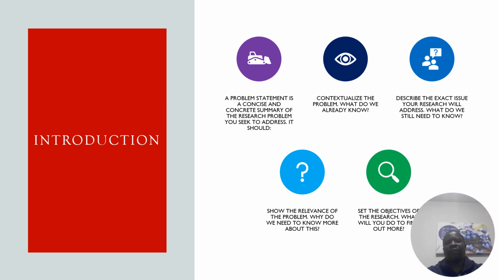So what is a problem statement? A problem statement is a concise and concrete summary of the research problem that you seek to address. And it should do at least four things. The first thing, it should conceptualize the problem. And when you are conceptualizing the problem, you are trying to answer the question, what do we already know?